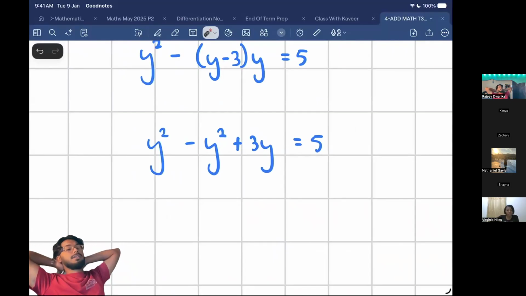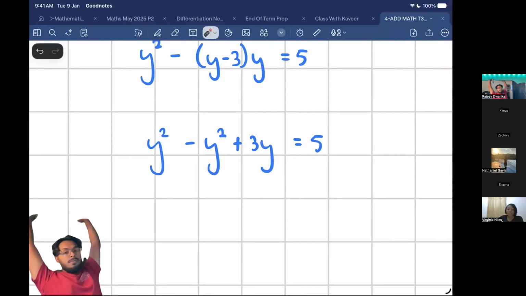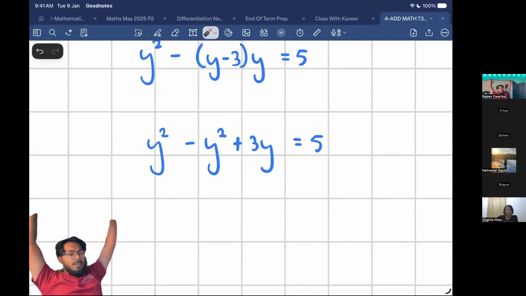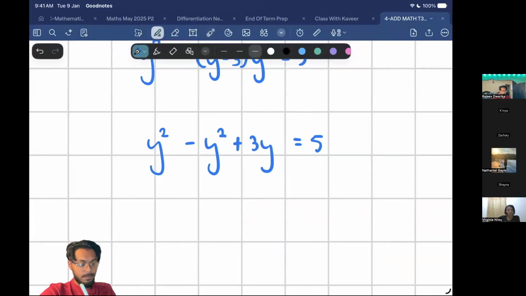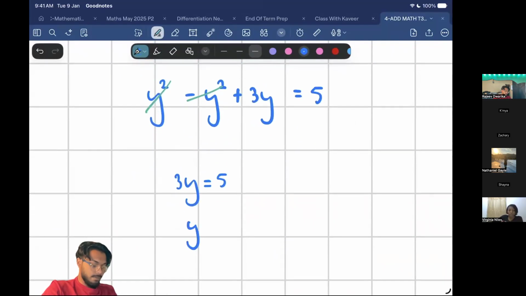Any like terms there? Yeah, you can cancel the y squared. Shana, you see, now we have y squared minus y squared. We're going to cancel that off. So we end up with what? 3y is equal to 5. So what is the answer for y then? 5 over 3. Cool, we have an answer for y.